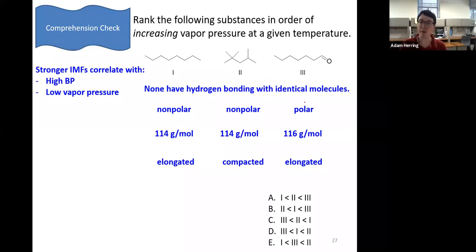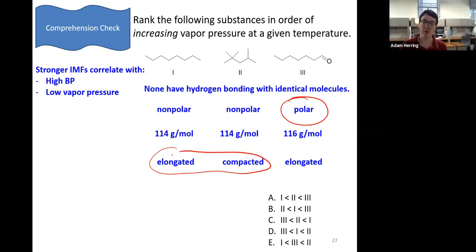The most important factor overall is the polarity of molecule number 3. After that, we take a look at the shape of molecules number 1 and number 2. Molecule number 1, being more elongated, has more intermolecular forces because it has a larger surface area. Therefore, if we wanted to rank these in terms of increasing intermolecular forces, that would be 2 is the lowest, and then 1, and then 3.